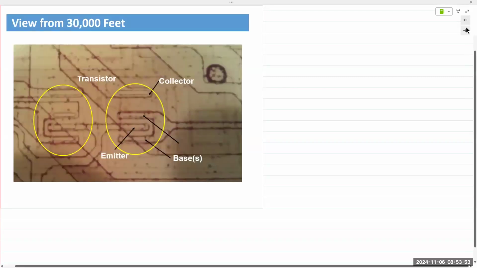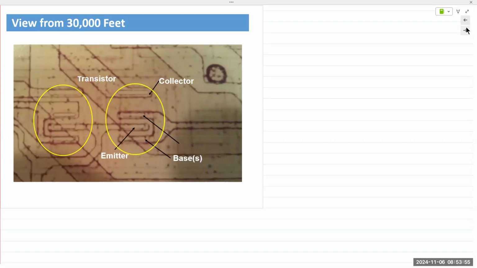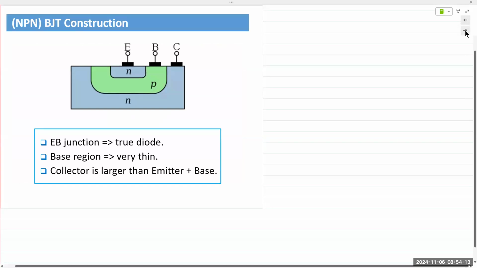From 30,000 feet, this is a very high level view or top view of an integrated circuit layout for a transistor, BJT transistor. Okay. Okay, so let's see the construction.